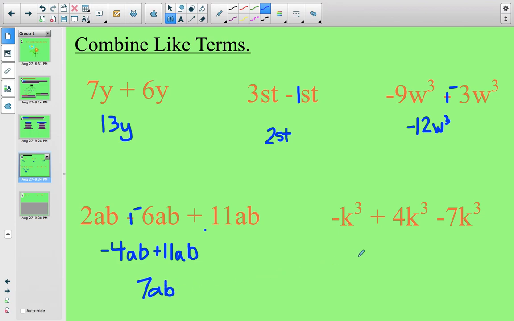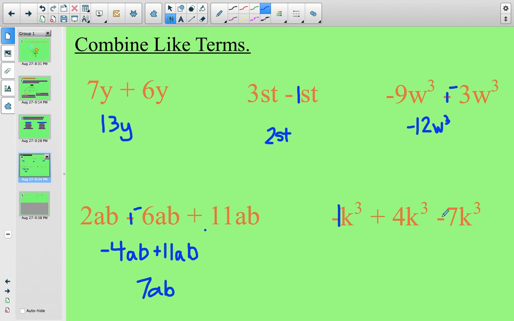And then our final example on this screen gives us three terms again. So we have negative k cubed, 4k cubed, and negative 7k cubed. So these are all like terms. Remember that this piece, when it looks like it has no coefficient, technically has a coefficient of 1. So we have negative 1 there.